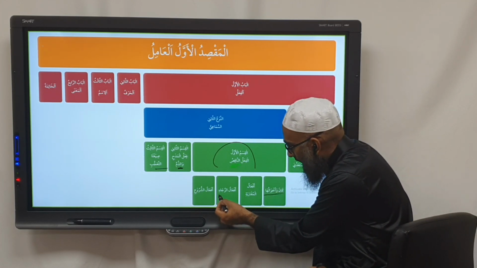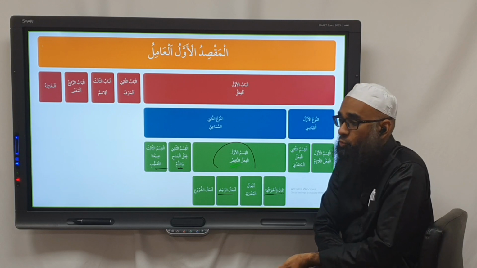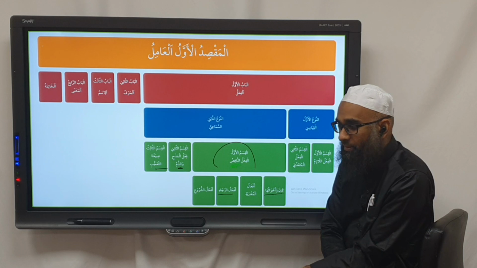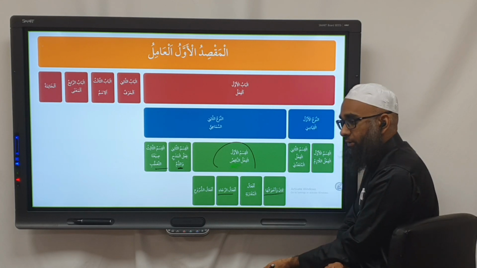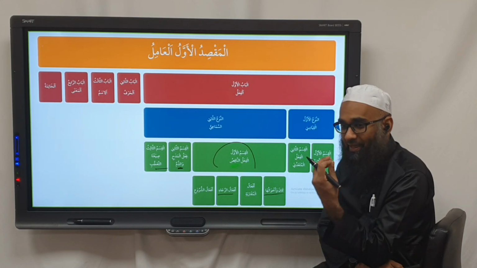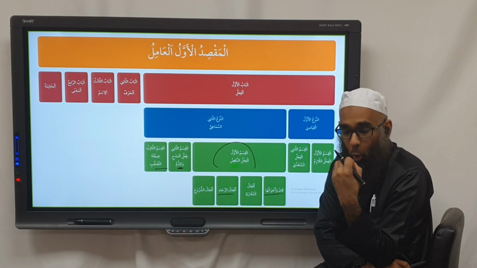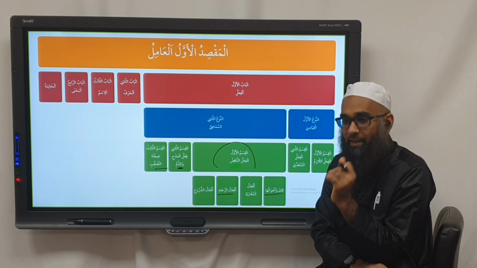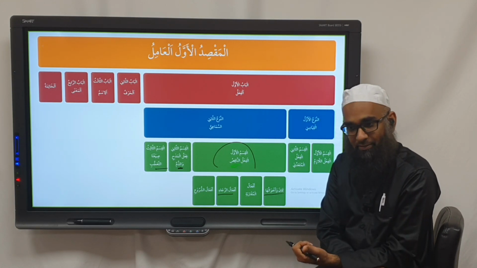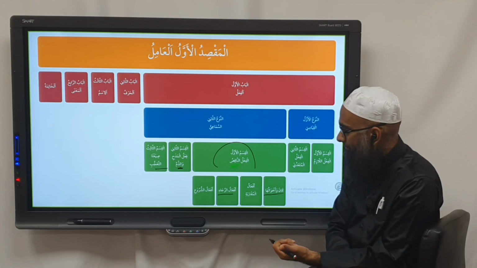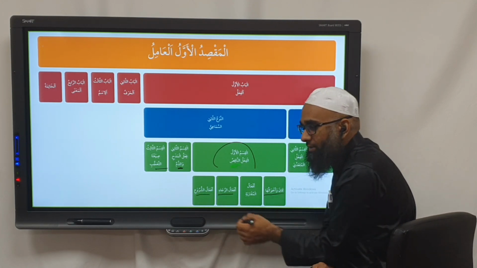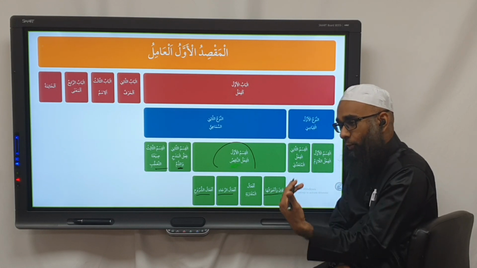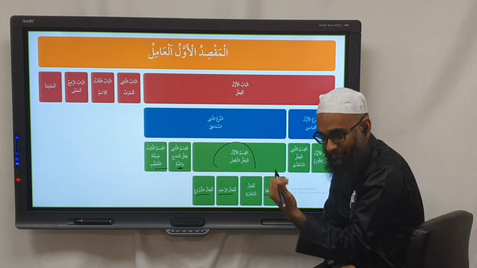Yes? Af'alul raja. Raja yarju raja'an means what? Khawfan wa raja'an, to hope. So af'alul raja show hope, meaning the speaker hopes the mubtada and the khabar come about. For example, Zayd is pious; I hope Zayd becomes pious. You understand? And shuru or shara'a yasha'u means to start, to commence. So af'alul shuru are those verbs that show the action is about to take place.